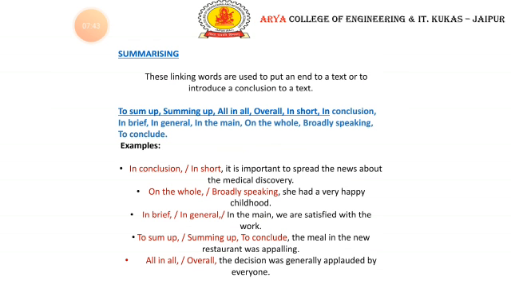Summarizing basically means to conclude. It means to conclude something. Summarize here means that. So here you can see: to sum up, all in all, overall, in short, in conclusion, in brief, in general, in the main, on the whole, broadly speaking, to conclude. That is the summarizing one. To conclude, in brief, you can use these words also, to sum up what has been previously stated.